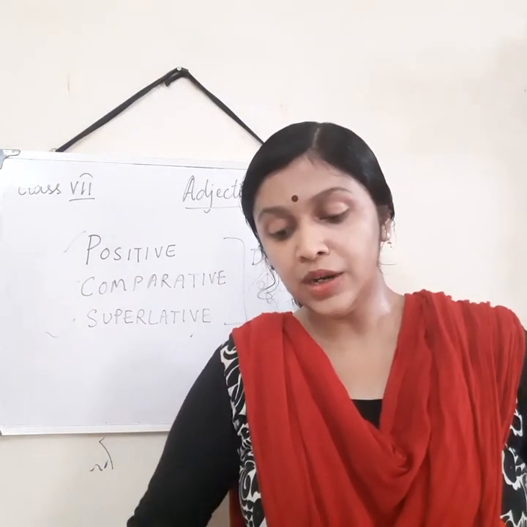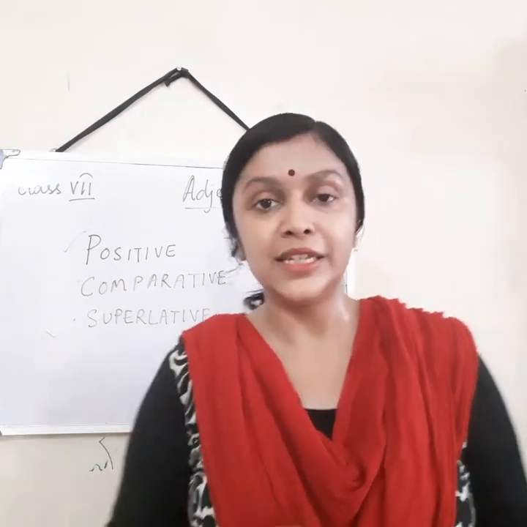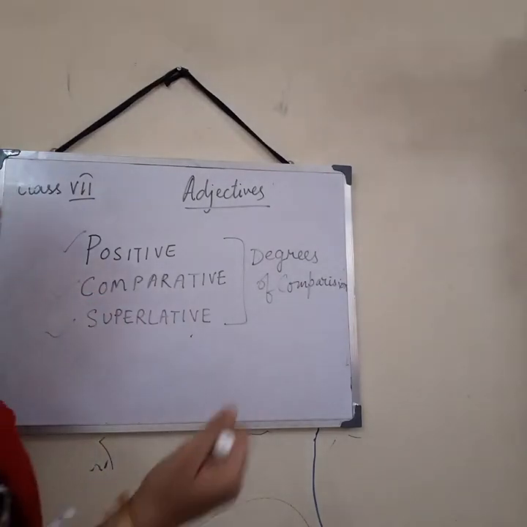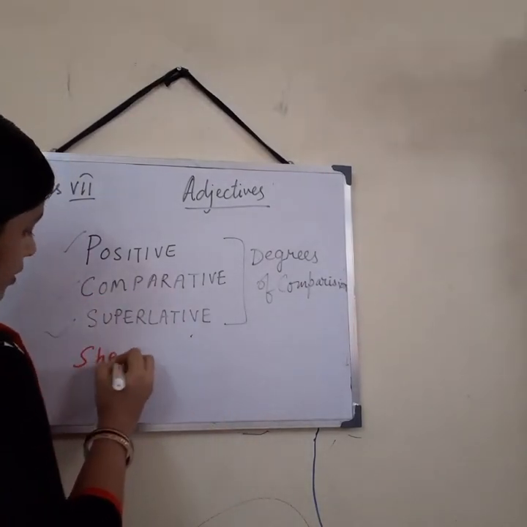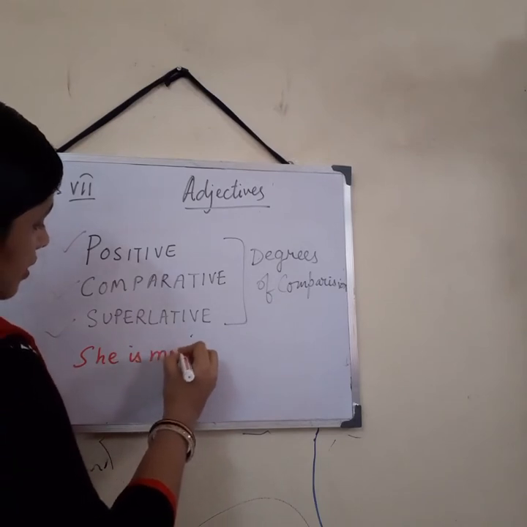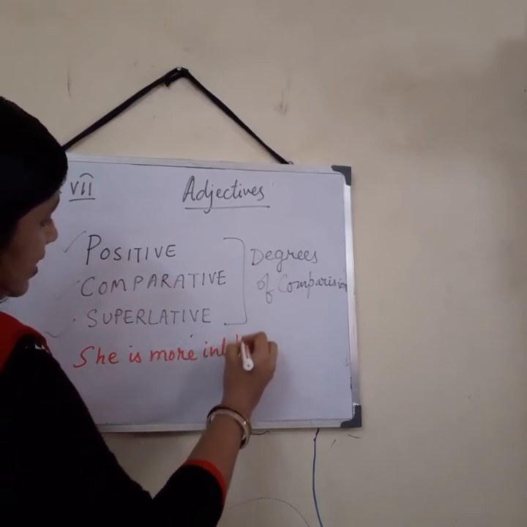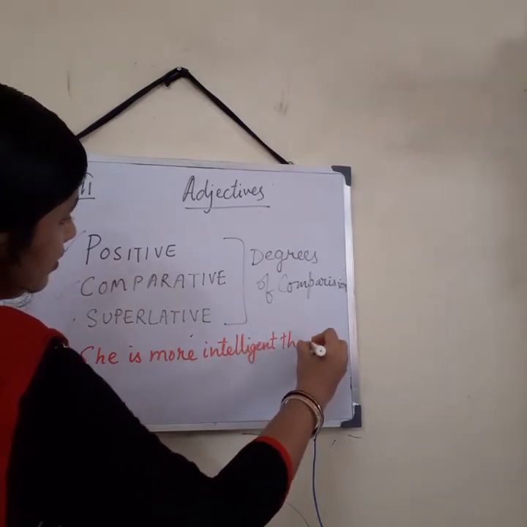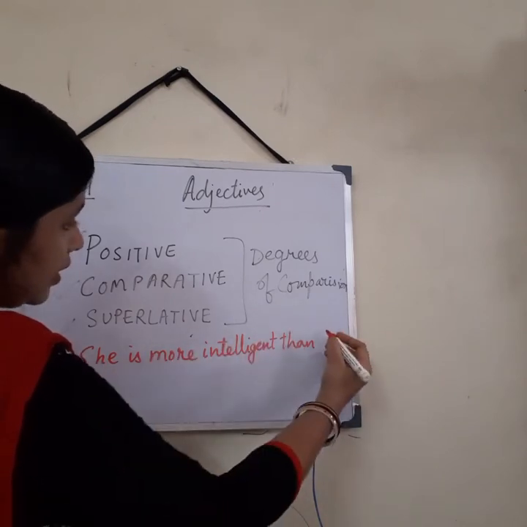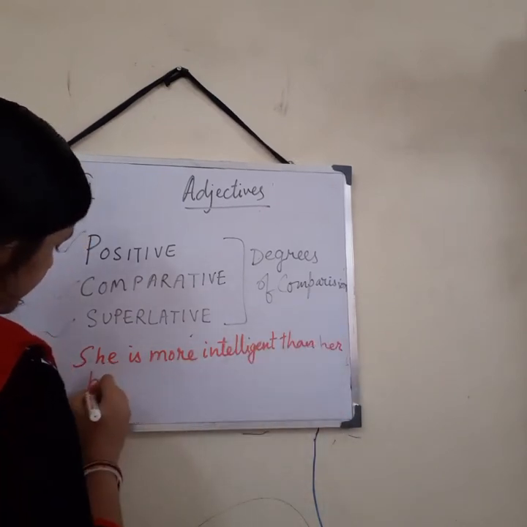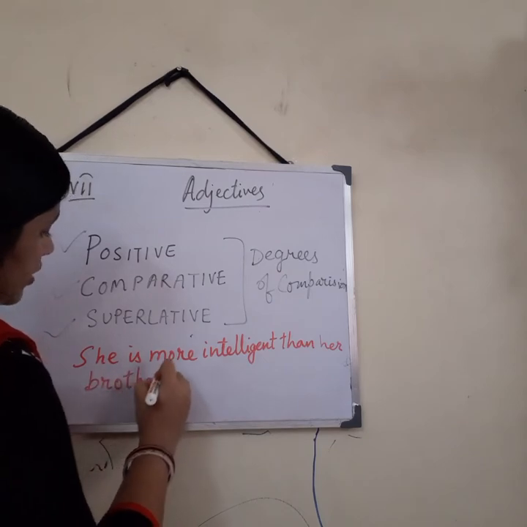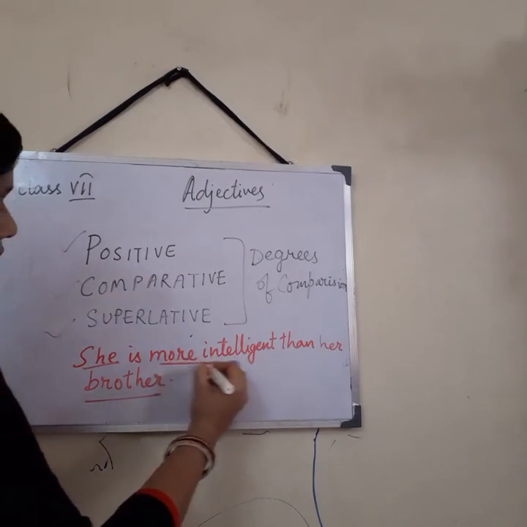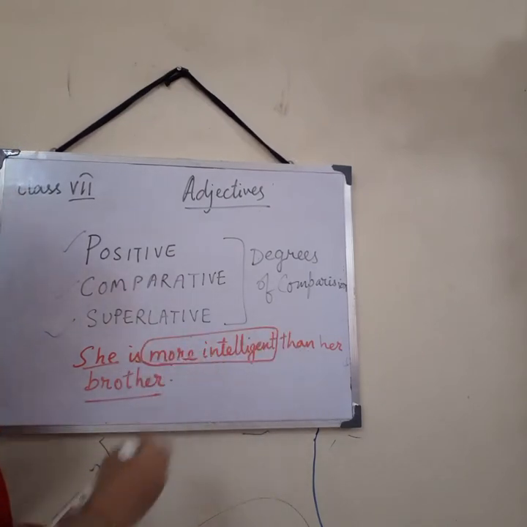So let us see certain examples. The positive degree example I already gave you. Comparative degree: she is more intelligent than, say, her brother. Here the comparison is made between two individuals, right? So we are using the comparative degree of intelligence, that is more intelligent.